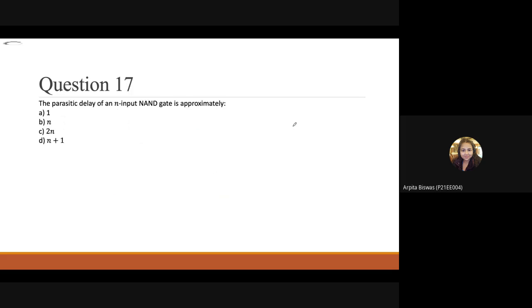So this is question number 17. The parasitic delay of an n input NAND gate is approximately. Tell me what is the right answer. I have already told, ma'am, N. Yes, n input means the parasitic delay is also n.